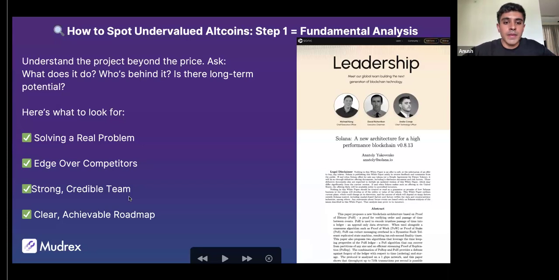And finally, is the roadmap clear? Is it achievable? Every good crypto project should have a roadmap, a plan that shows what they're building and when they aim to deliver it, right?